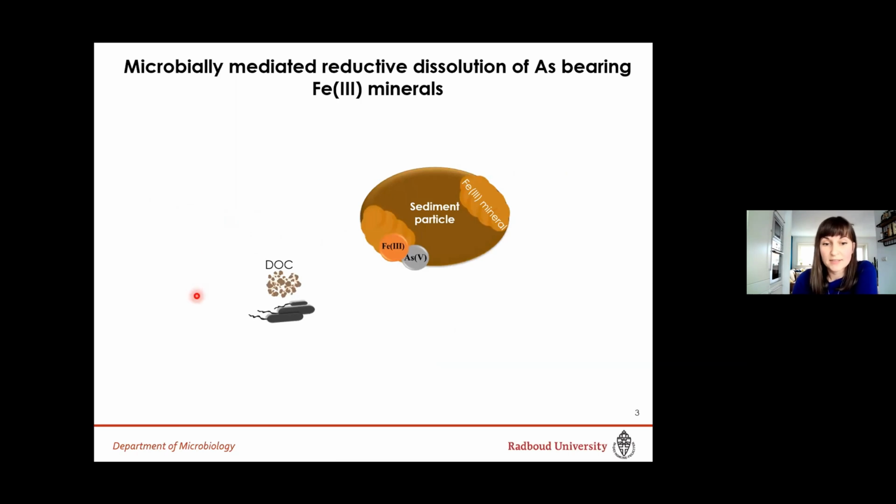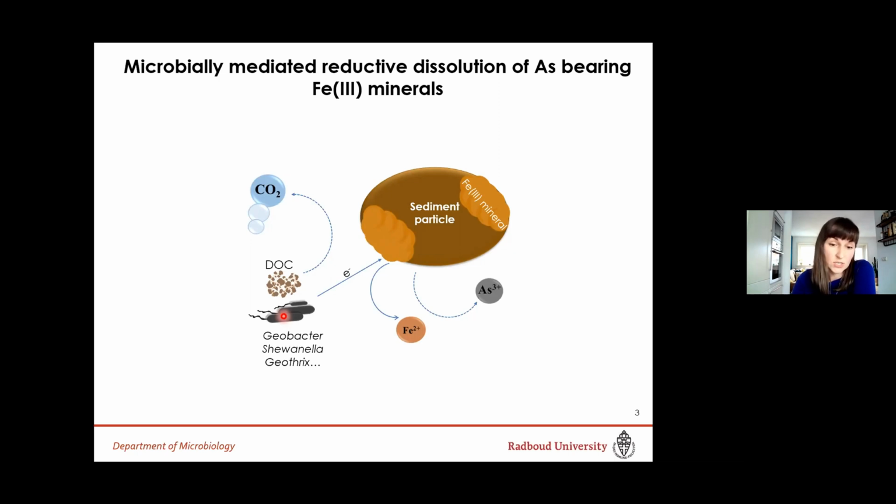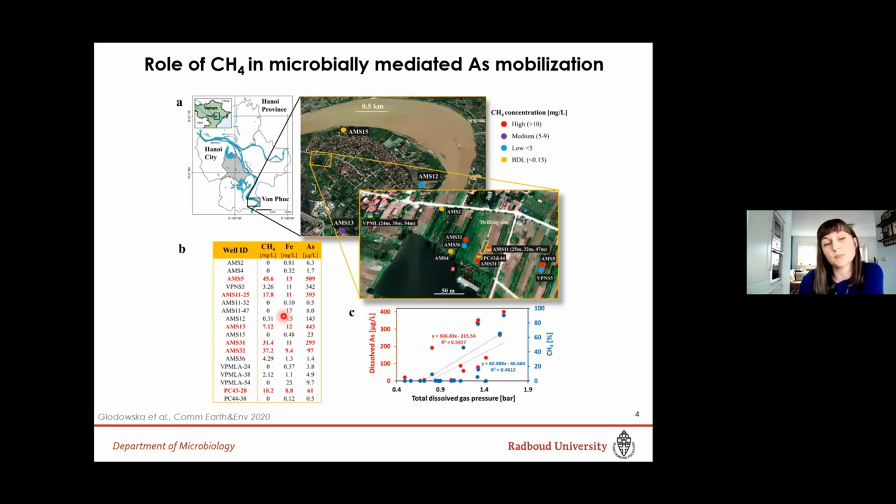This process is fundamentally very simple. We have iron-reducing microorganisms that can use pretty much any type of organic carbon, preferentially short-chain fatty acids, oxidizing it to carbon dioxide and dropping electrons on iron-3 minerals that retain arsenic. By reducing these iron-3 minerals, they co-mobilize arsenic that is bound to them. We know quite a lot about this process. We know about the microorganisms that can mediate it, among others Geobacter, Shewanella, Geothrix, and many different fermenting microorganisms also. And we know that dissolved organic carbon plays a very important role in this process.